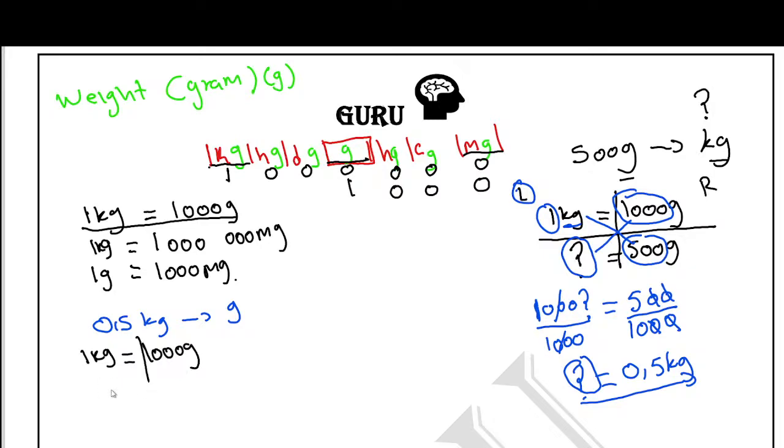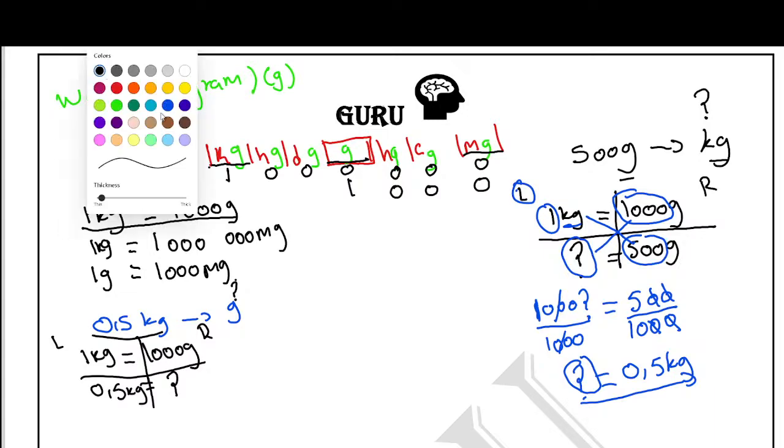Okay, then we do our line. Then what are we given? Are we given the left or the right? We are given the left. We are not given what? The right, meaning that our right is a question mark. Okay, and how much is our left? Our left is 0.5 kilograms. Okay, then after doing that, we now cross multiply.